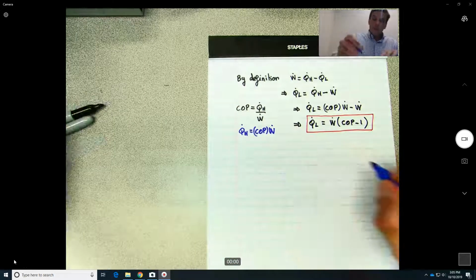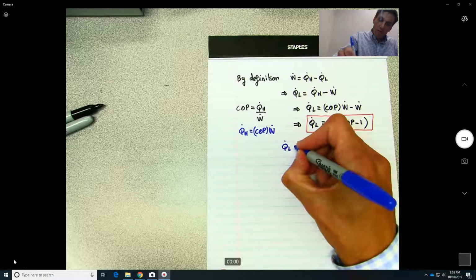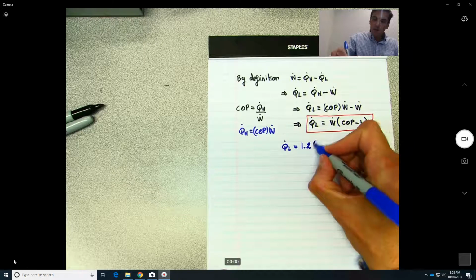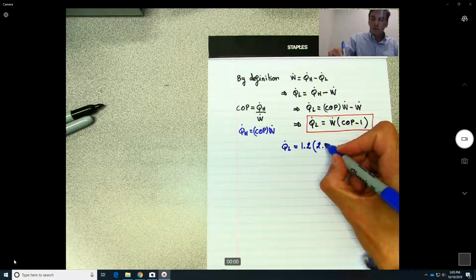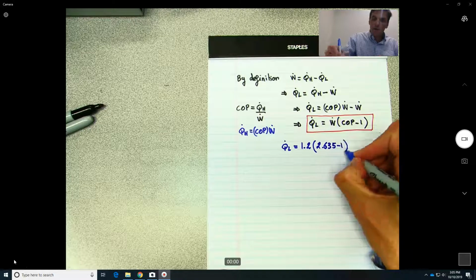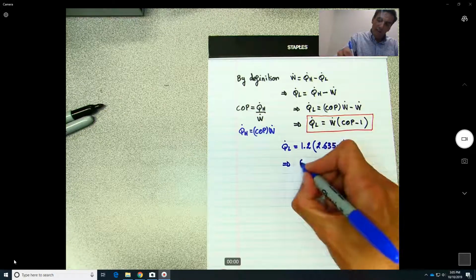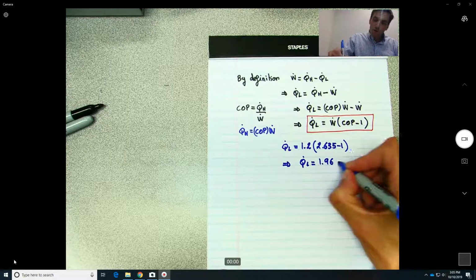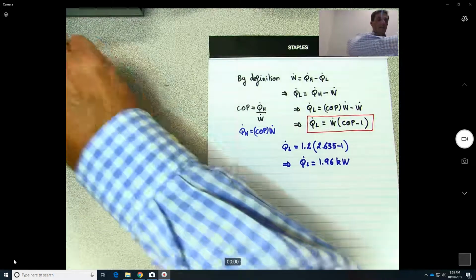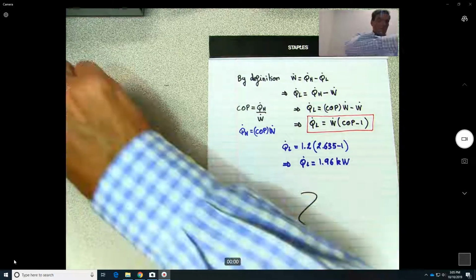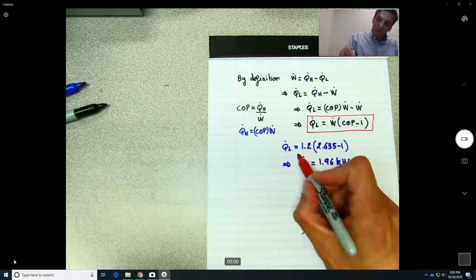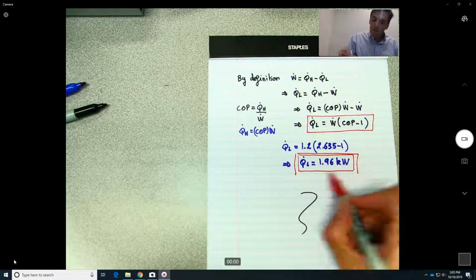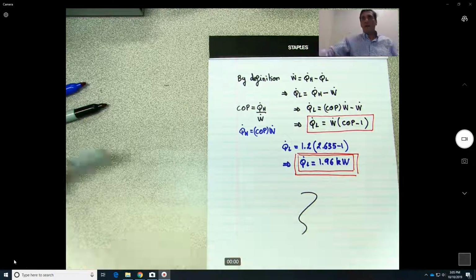Okay, so doing the numerical application, what do we have? We found the power to be equal to 1.2 times 2.635 minus 1. And this is going to give us that Q sub L is equal to 1.96 kilowatts. Okay, and this will be the answer. All right, thank you so much for your attention.